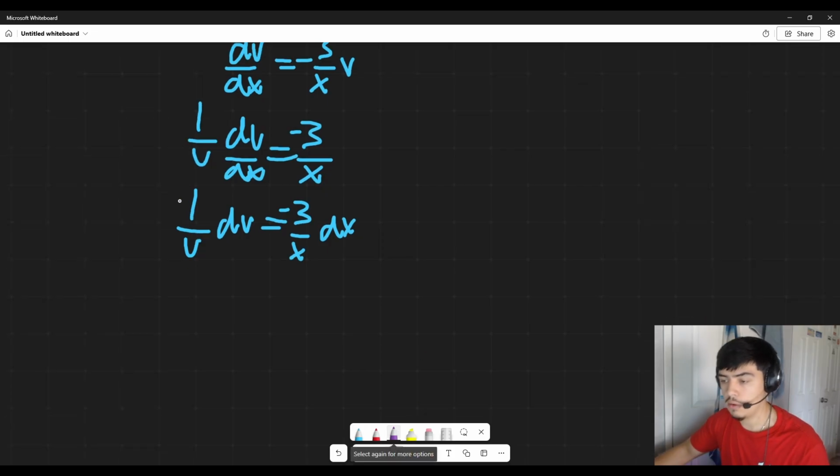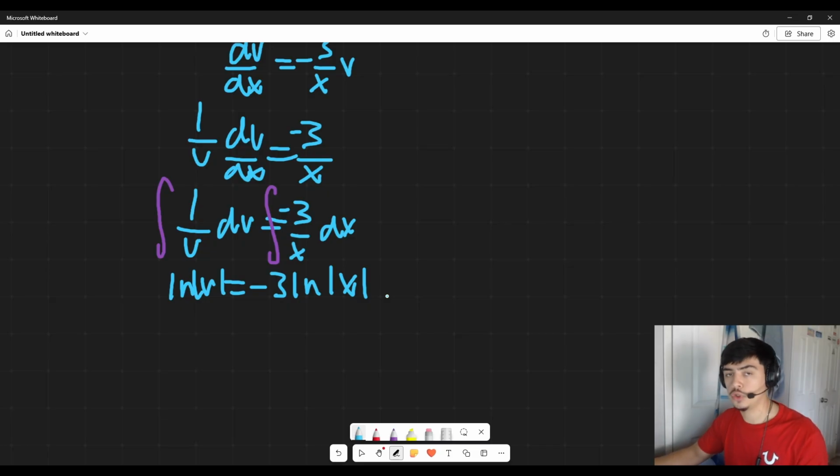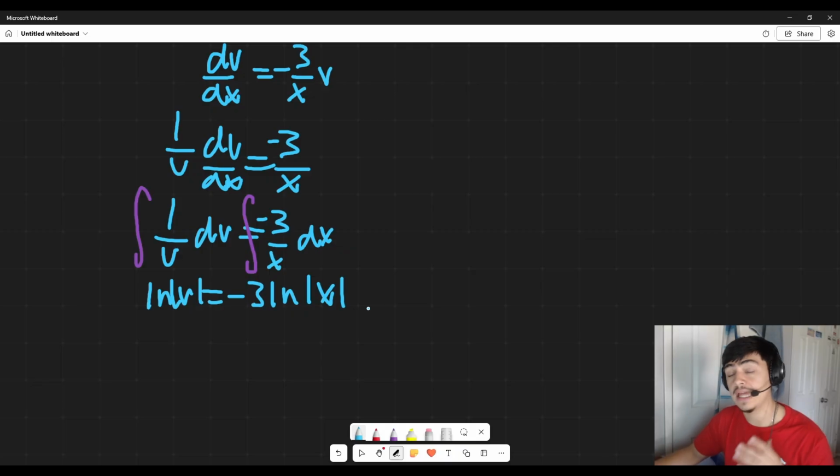Right? Now, integrating both sides, we get natural log of v equals negative 3 natural log of x. We're not going to add a plus c. Don't worry. No need to add plus c to this yet. We'll deal with that later.